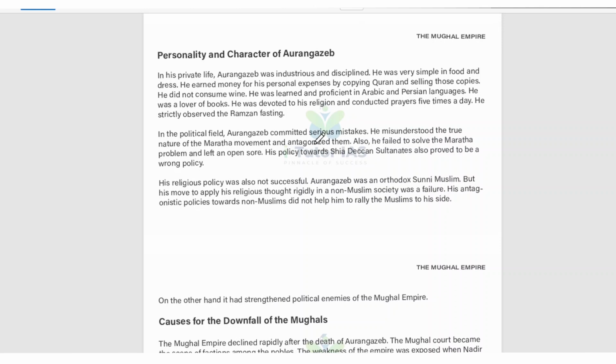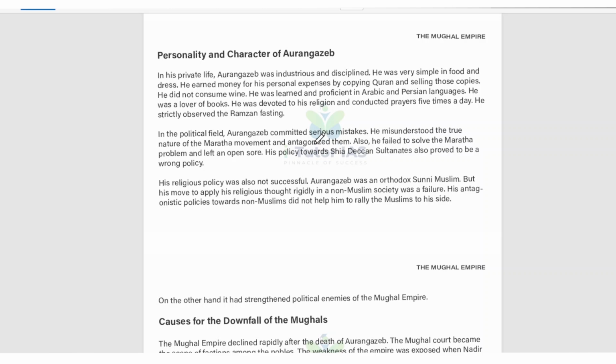In his private life, Aurangzeb was industrious and disciplined. He was very simple in food and dress, and he earned money for his personal expenses by copying the Quran and selling those copies. He did not consume wine. He was learned and proficient in Arabic and Persian languages, and he was a lover of books. He was devoted to his religion and conducted prayers 5 times a day, and he strictly observed the Ramzan fasting.